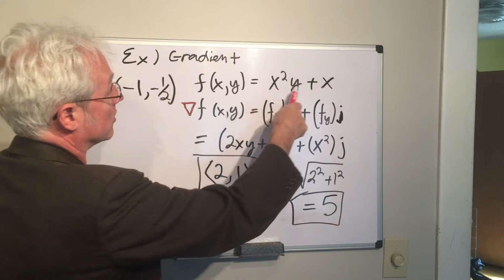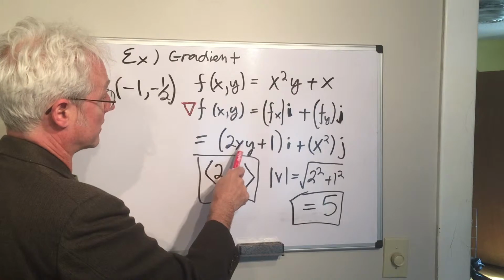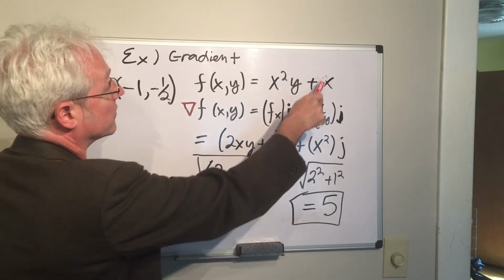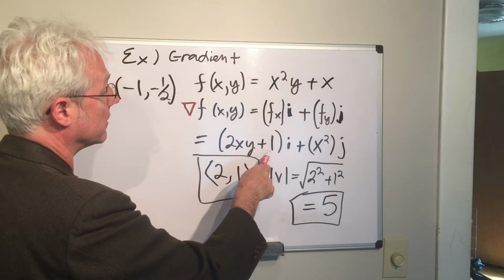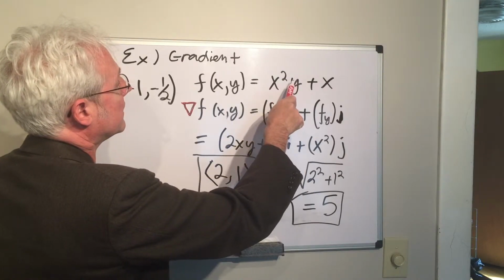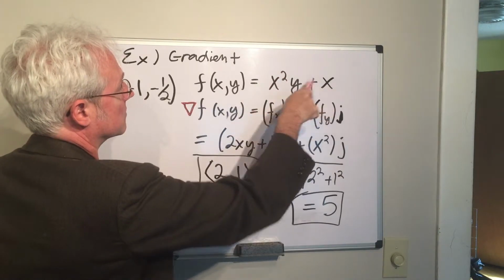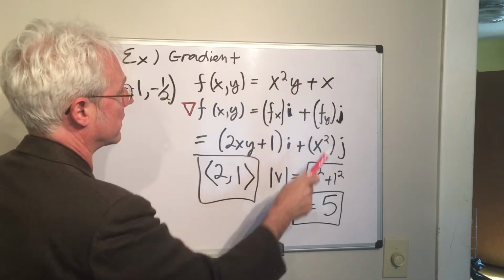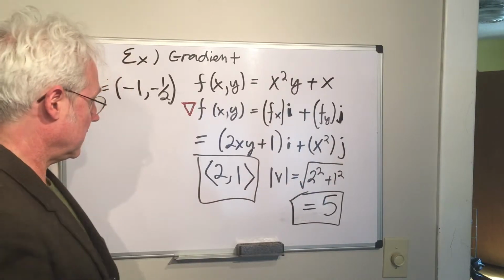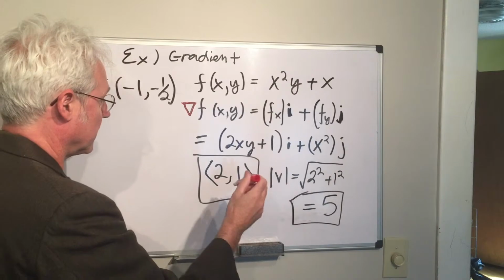So we take the partial with respect to x, and we get 2xy plus, this becomes 1, and partial with respect to y is just this constant, and this goes out, so we just end up with x squared. And we could also put that in our vector brackets.